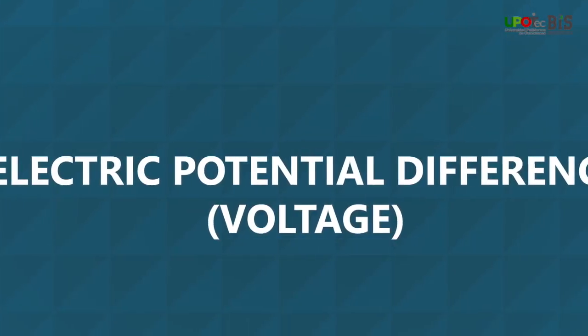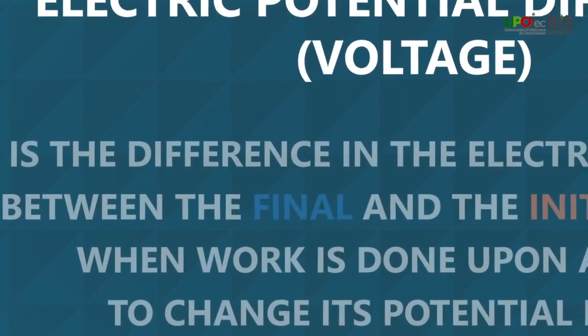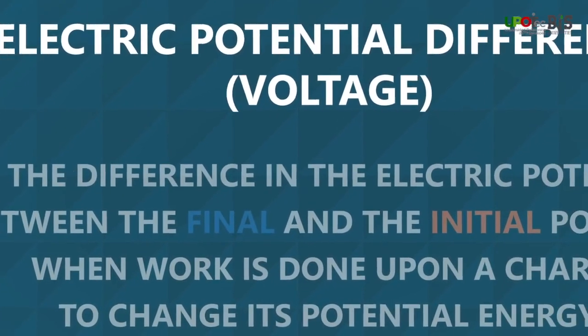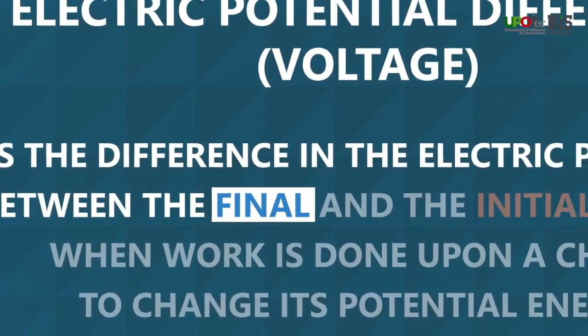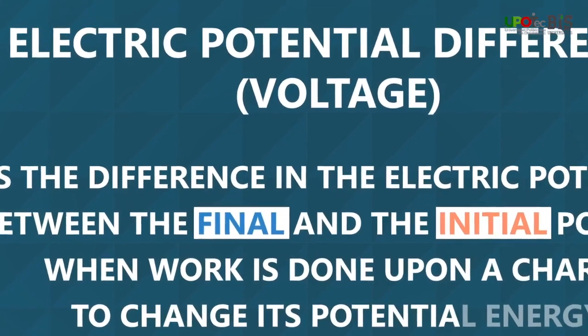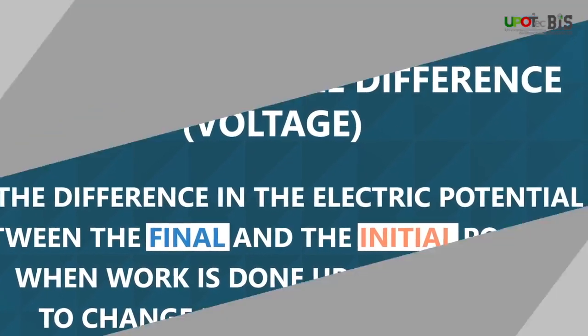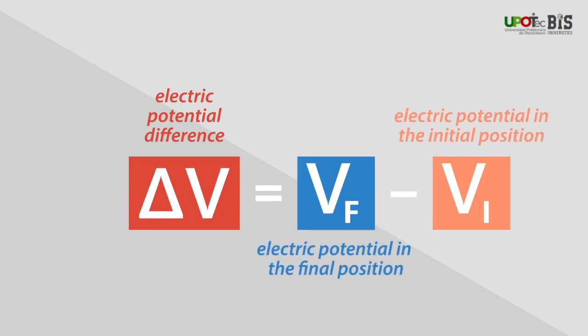Now we can move on to the electric potential difference, or voltage. By definition, the electric potential difference, or voltage, is the difference in the electric potential between the final and the initial position when work is done upon a charge to change its potential energy. Or the electric potential difference, delta V, is equal to the potential in the final position, Vf, minus the potential in the initial position, Vi.